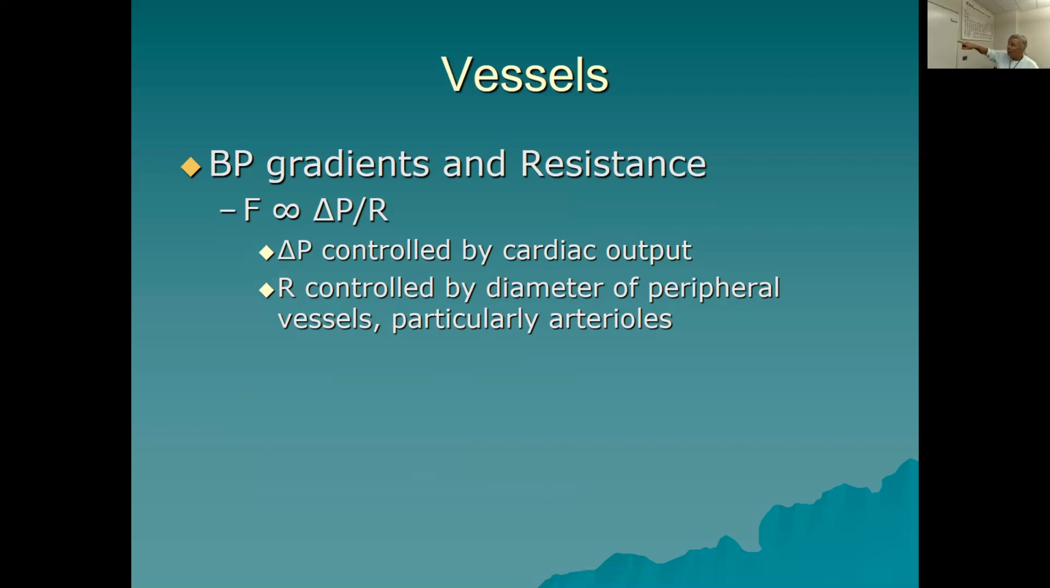And delta P is mostly controlled by cardiac output. And R is mostly controlled by diameter, particularly the diameter of peripheral vessels, particularly the arterioles. That's the biggest change in blood pressure across the cardiovascular system. It's in the arterioles. So the size of the arterioles all over the body has a great effect on blood pressure. If they're constricted all over your body, your blood pressure goes up. If they're dilated, your blood pressure goes down. And this is controlled by the vasomotor center in your medulla oblongata.